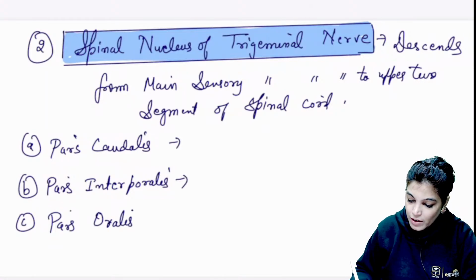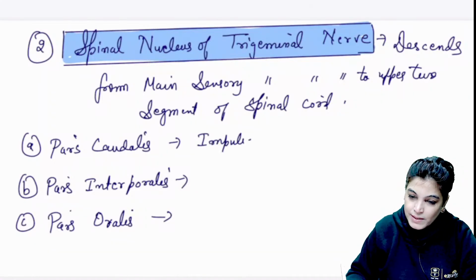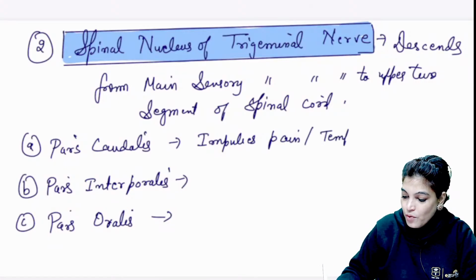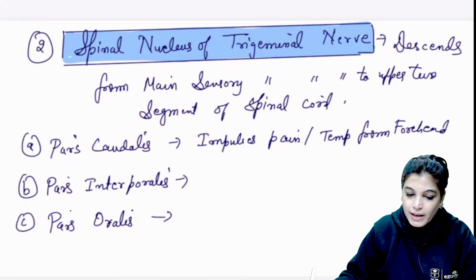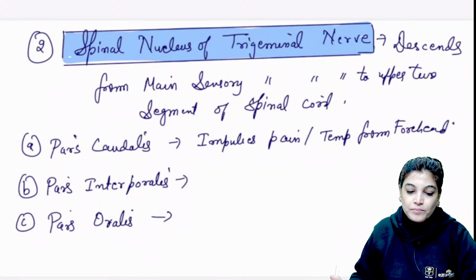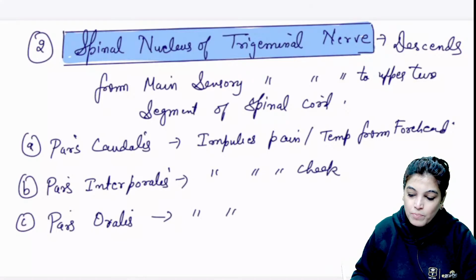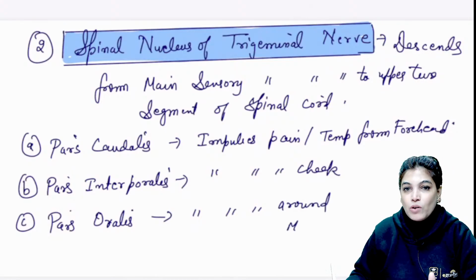When I am talking about pars caudalis, it receives impulses of pain and temperature from which region? From forehead. When I am talking about pars interpolaris, it receives pain and temperature sensation from which area? From cheek area. And pars oralis receives a sensation of pain and temperature around which area? Around mouth area.